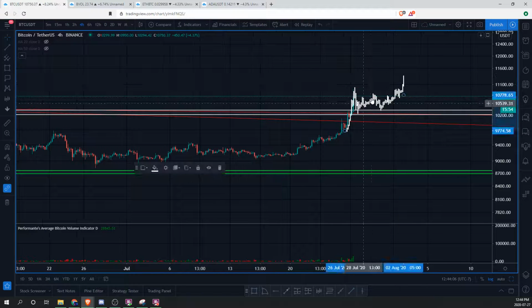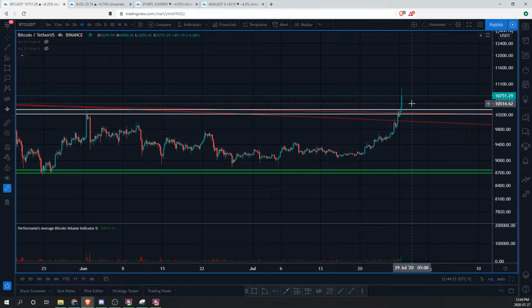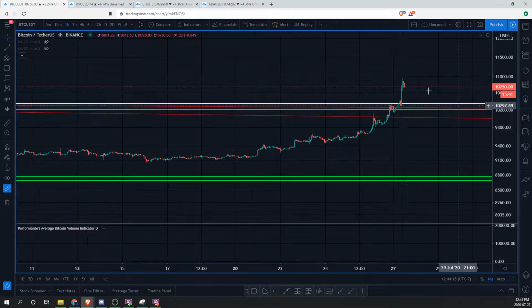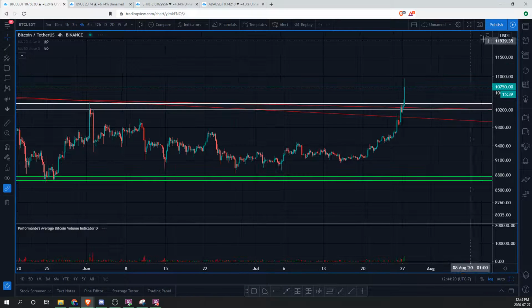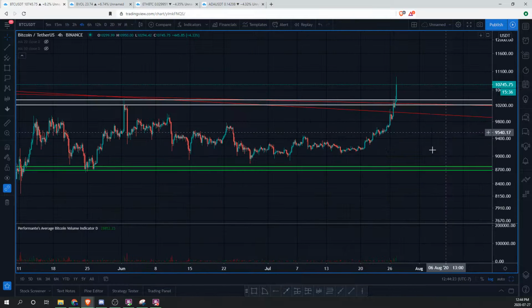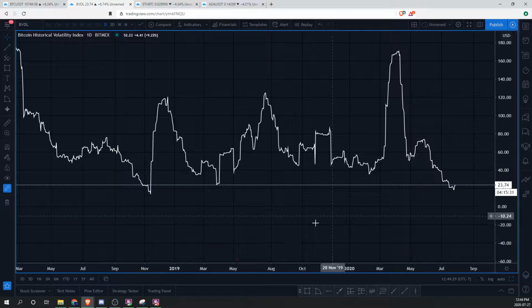I think it's a little bit late now for an entry. You want to see a correction. You want to see the market take a breath before you look to really take an entry, in my opinion, for BTC. So it just had a massive move. It'd be nice to see a little pullback and to recharge for the next big breakout for BTC. So that's what we're going to be looking for.